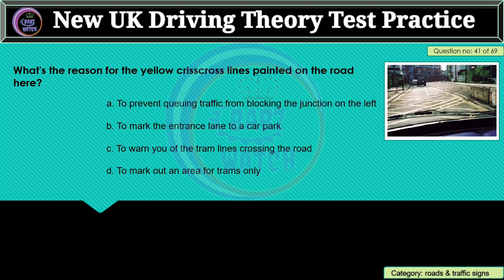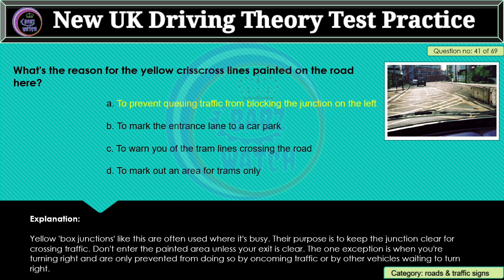Question 41 of 69. What's the reason for the yellow crisscross lines painted on the road here? A. To prevent queuing traffic from blocking the junction on the left. B. To mark the entrance lane to a car park. C. To warn you of the tram lines crossing the road. D. To mark out an area for trams only. The correct answer is A. To prevent queuing traffic from blocking the junction on the left.